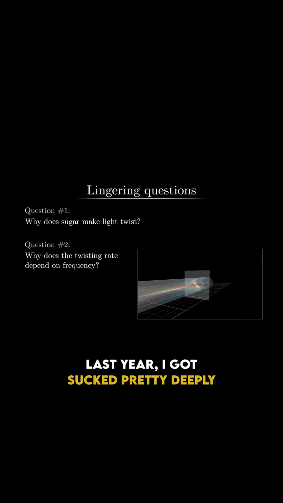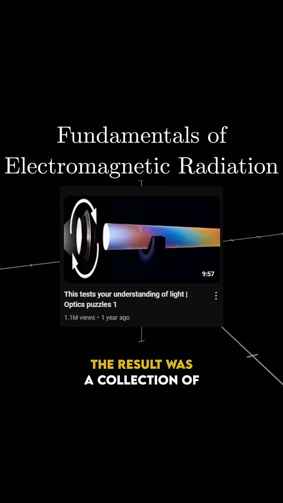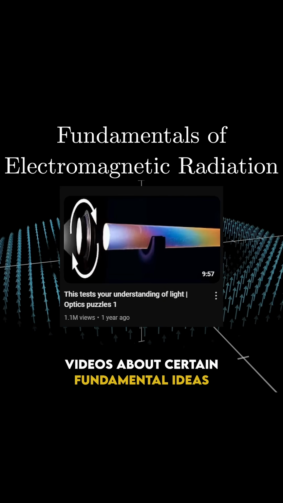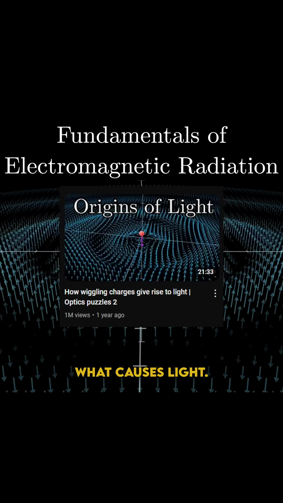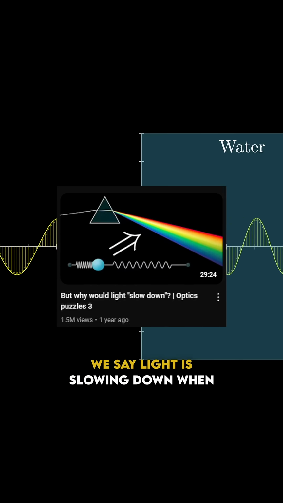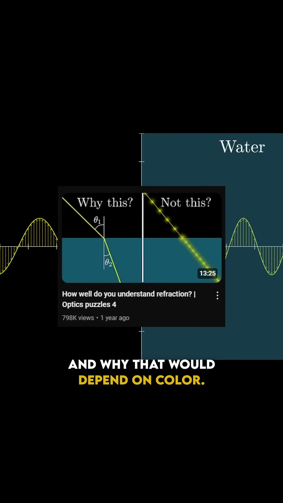Last year, I got sucked pretty deeply into the rabbit hole of explaining each component of this mystery, and the result was a collection of videos about certain fundamental ideas in optics, like the very origins of what causes light, or what exactly we mean when we say light is slowing down when it goes through glass or water, and why that would depend on color.